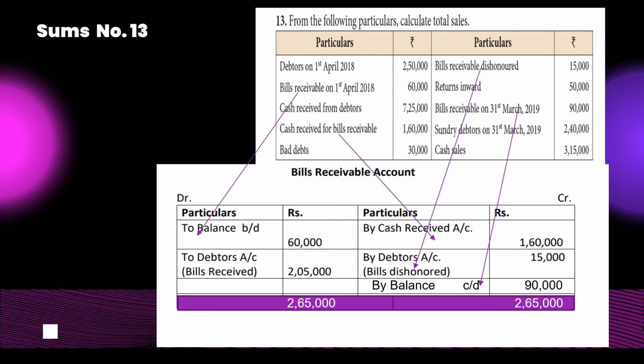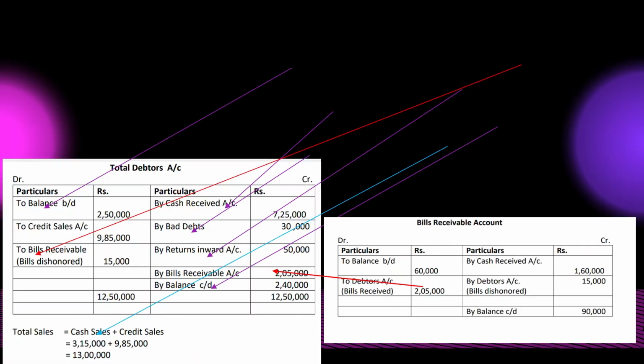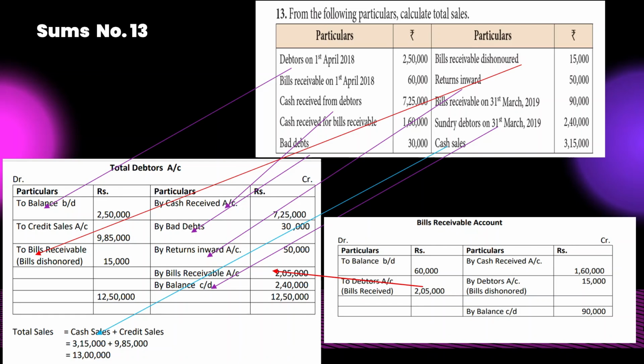So now when you balance these two, you will get 2,05,000 as bills received, and this 2,05,000 you should write on the credit side. Here you are writing on the debit side, isn't it? So when you transfer to that, you should write it on the credit side of the total debtors account. I'll show in the next slide. See here. Now we prepared the bills receivable. Now we are going to see the total debtors account.